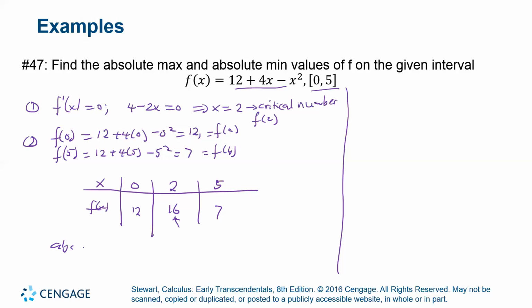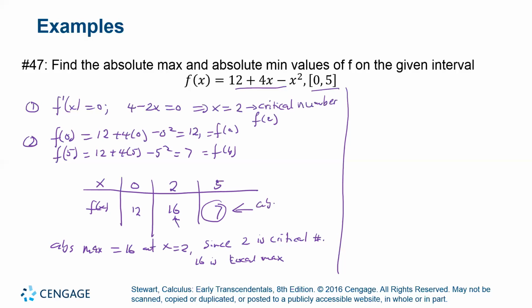Therefore, what is your absolute maximum value? It is 16 at x equal to 2. Since 2 is a critical number, 16 is also the local max. Now, this is the smallest, so this is where we have the absolute min.